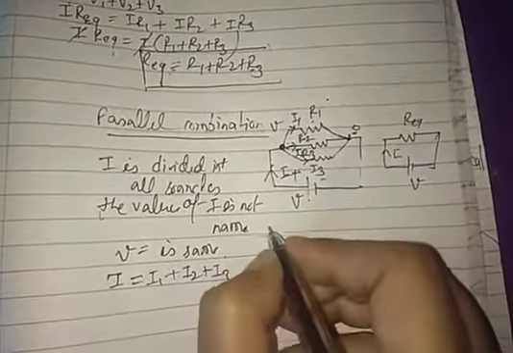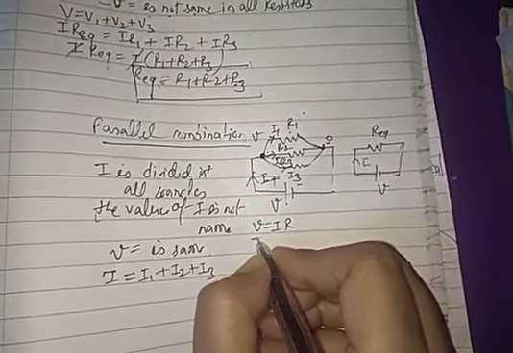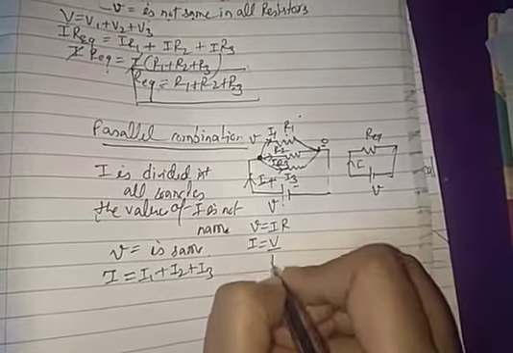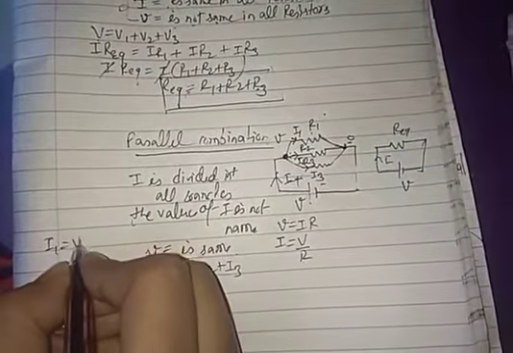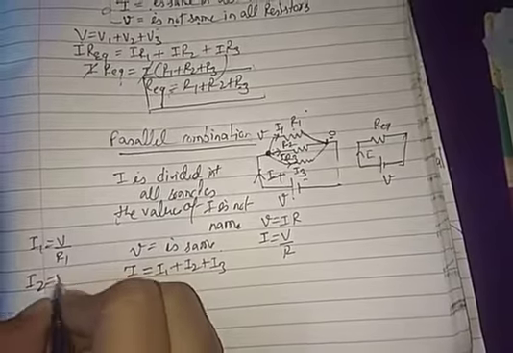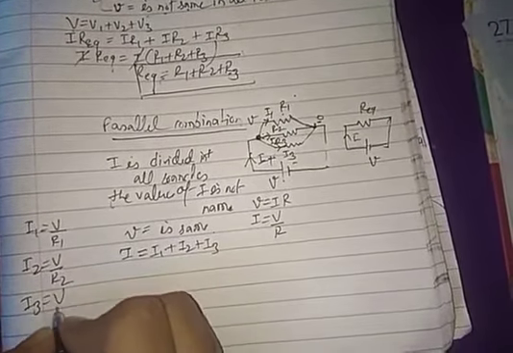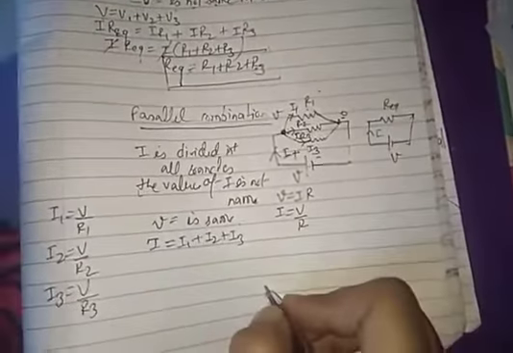So instead of I, from Ohm's law, as you know, V is equal to IR. So instead of I, what can we write? V upon R. So what will be the value of I1? The value of I1 will be V upon R1. The value of I2 will be V upon R2. And the value of I3 will be V upon R3.